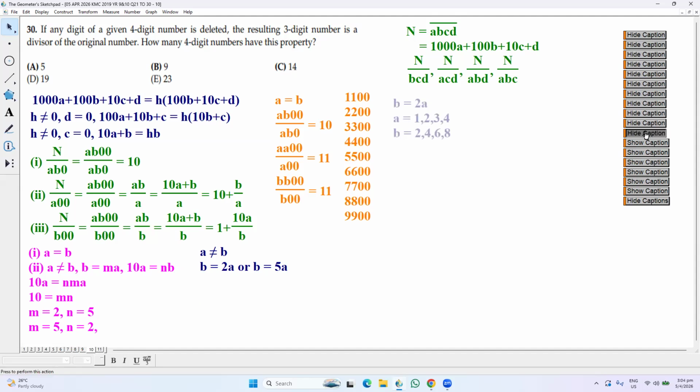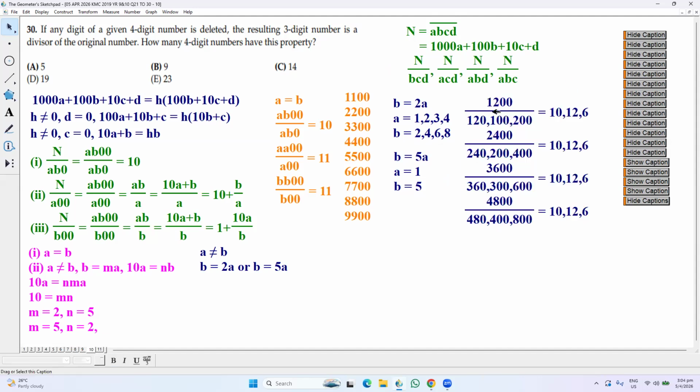So if B is 2A, A can be 1, 2, 3, 4, and B is 2, 4, 6, 8. Cannot have 5, because 5 doubled becomes 2 digits. A, B, C are digits, all less than 10. So we can form numbers with these values of A, B, C. If B is 5A, then A can only have one value, 1. Then B is 5. So we have 5 cases.